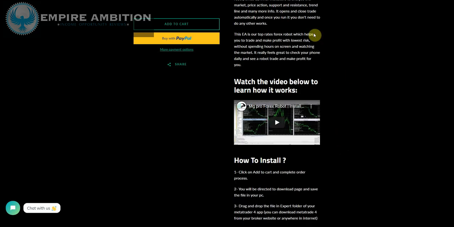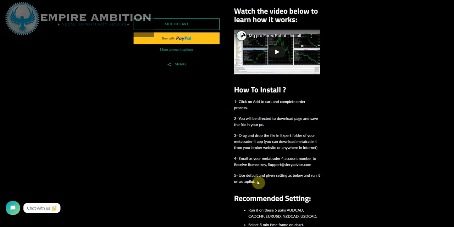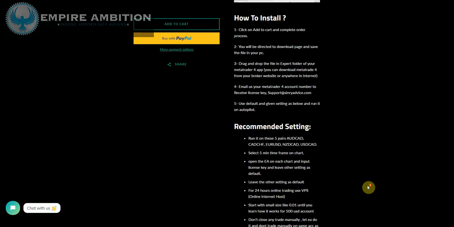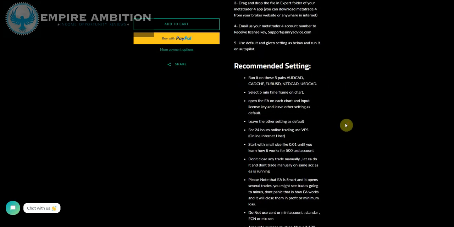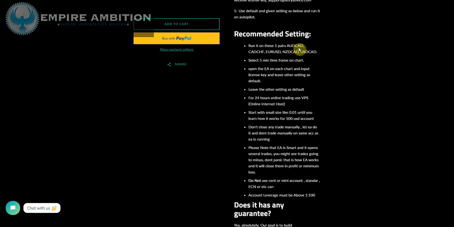All right, top performing EA, how to install. If you guys have installed any EA previously, it's the exact same way. And then you just send in an email letting them know your account number, and they'll send you your license key that you have to put in. And again, the settings, they use 5 pairs: AUD CAD, CAD Swiss franc, Euro USD, NZD CAD, and USD CAD. It trades on the 5-minute time frame.